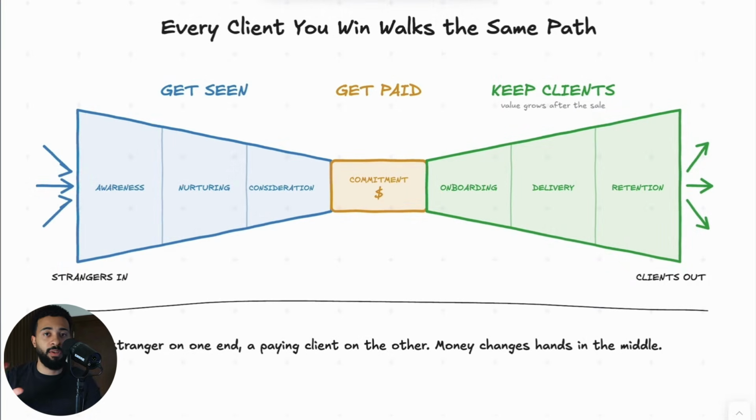Now, the bow tie funnel is kind of an expansion from a normal funnel. So if you're familiar with a normal funnel, there's the top of funnel, which is awareness. Then there's the middle of the funnel, which is nurturing. And then there's the bottom of funnel, which is consideration and people actually buy.